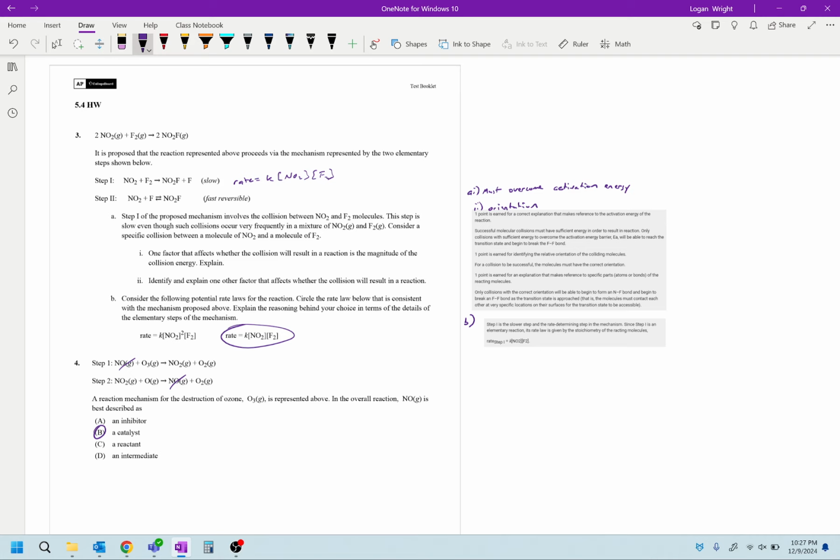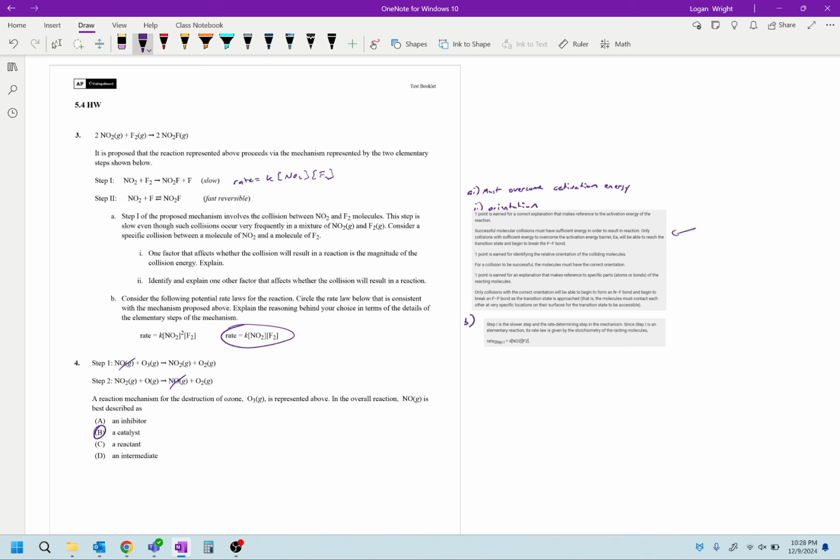Consider a specific collision between a molecule of NO2 and a molecule of F2. One factor that affects whether a collision will result in a reaction is the magnitude of the collision energy. Explain. And the really short version would be you have to overcome activation energy. So the magnitude of the energy is either high enough to overcome activation energy or not high enough, and that will determine it. They wrote it with a lot more words here, but successful molecular collisions must have sufficient energy in order to result in reaction.